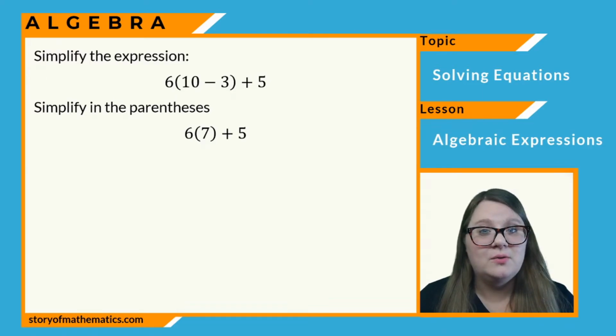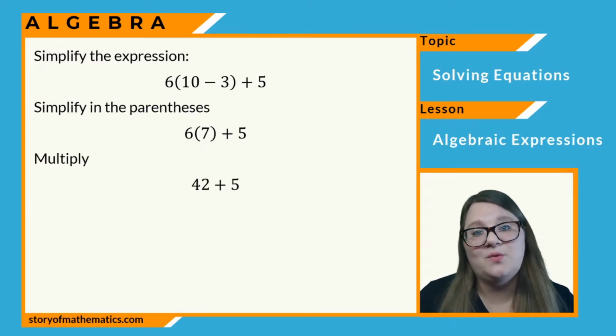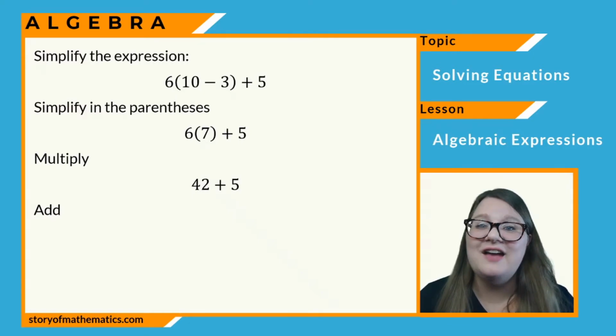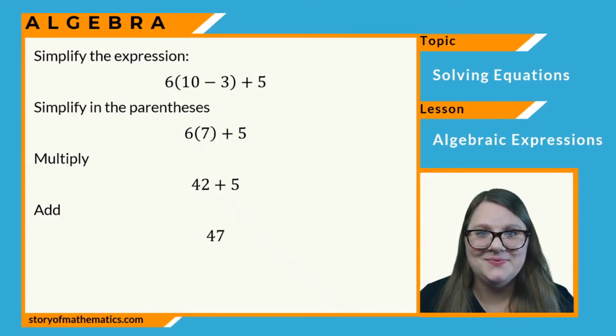So now that we see that there's no exponents left, we are going to jump straight into multiplication and division. 6 times 7 is 42. That just leaves me with addition, and 42 plus 5 equals 47.